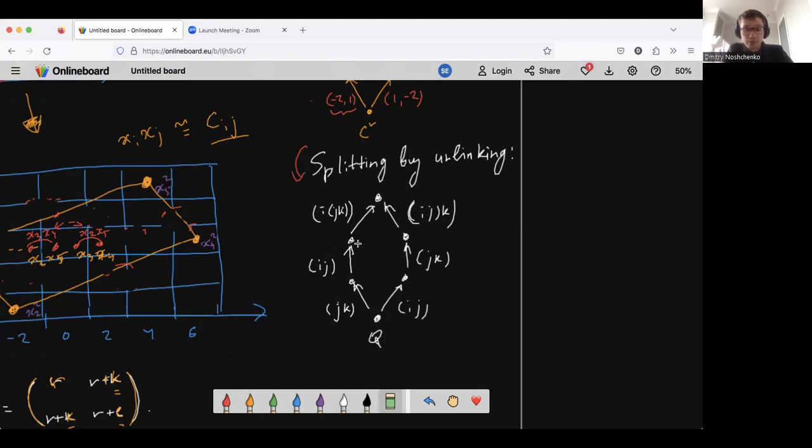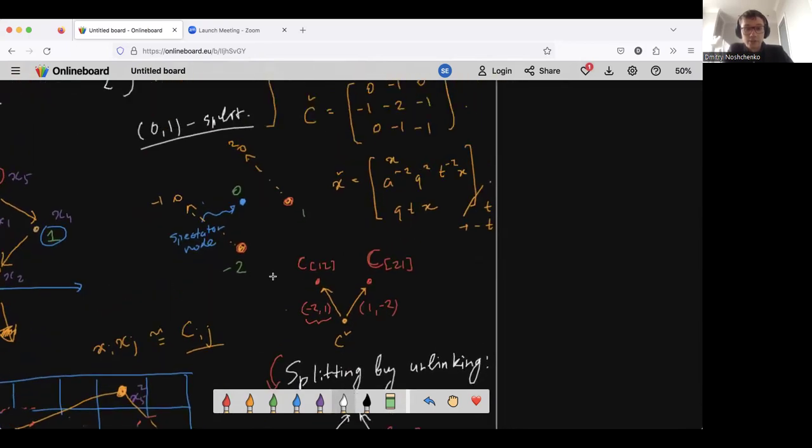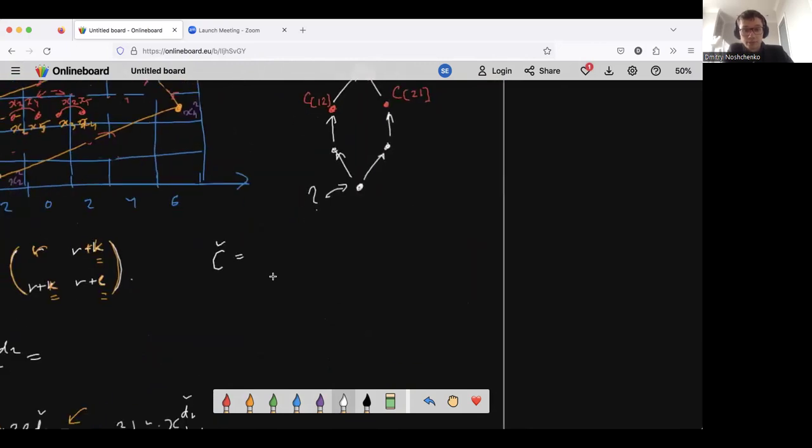But now in particular, we want to put some familiar data here. We want to put here quivers for figure 8. So here we have C12, here we have C21. And the question is, what's on the bottom here? On the bottom would be the quiver. So you can take C check, and let me just redraw that. It was 0, -2, -1, -1, 0, -1.